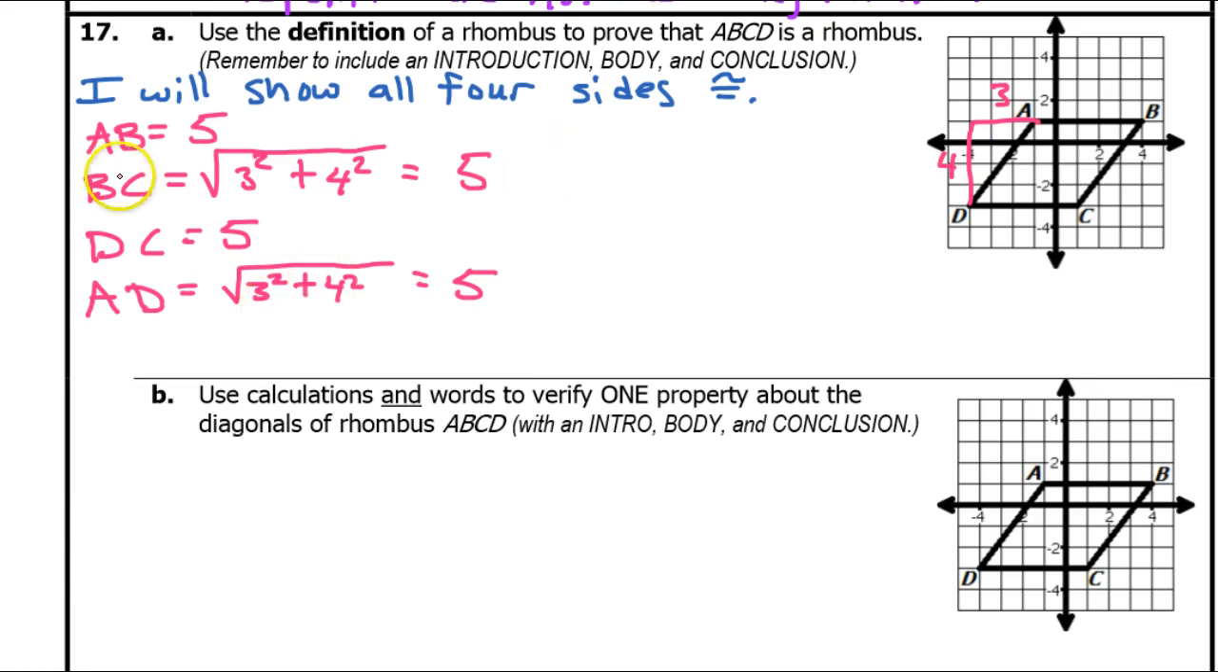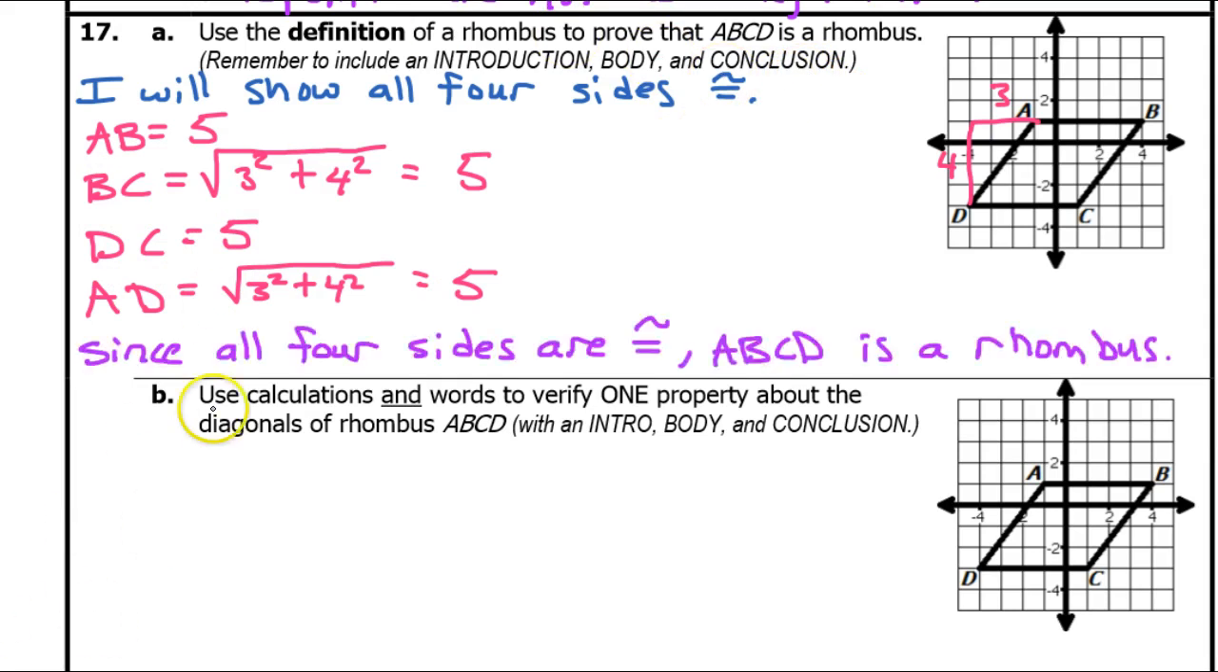So that's the body, my calculations. Now it's time for the conclusion, the summary statement. So since all 4 sides are congruent, ABCD is a rhombus. That's my conclusion. Alright, let's move on to part B.